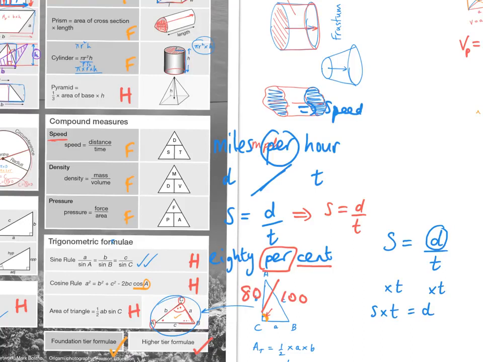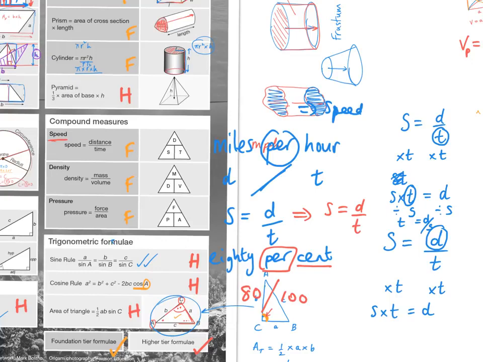But say, for example, I start from speed equals distance over time, and I wanted to find the time here. Well, I could times both sides by t, and then I'd end up with s times t equals d, and then I think, well, I will need this time here on its own, so I'm going to divide both sides by s. And that would leave me with t equals d divided by s. So time is distance divided by speed.